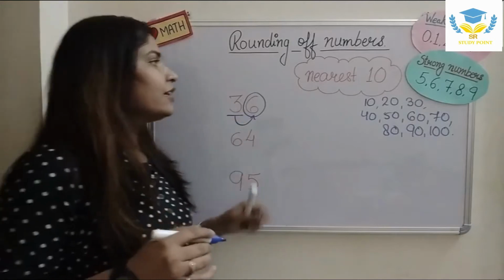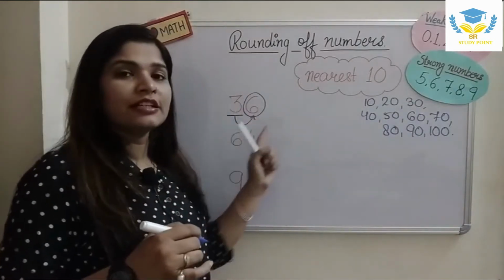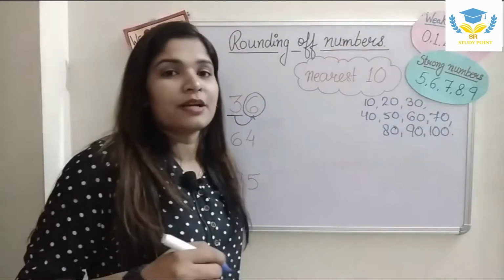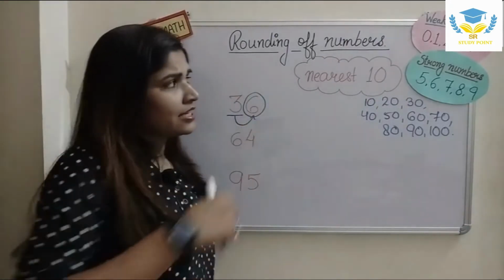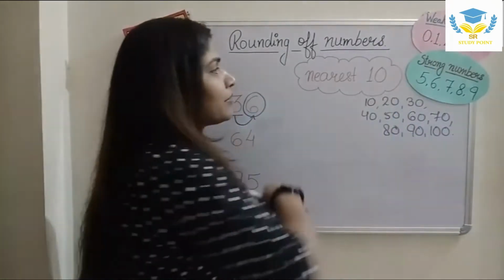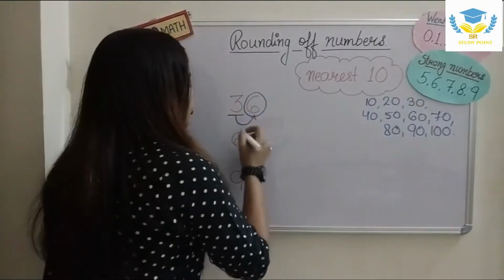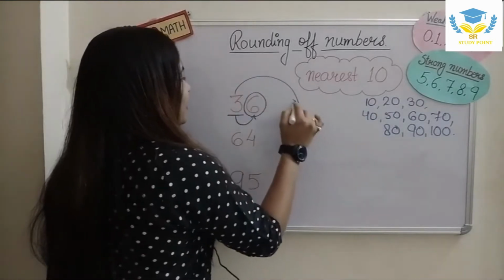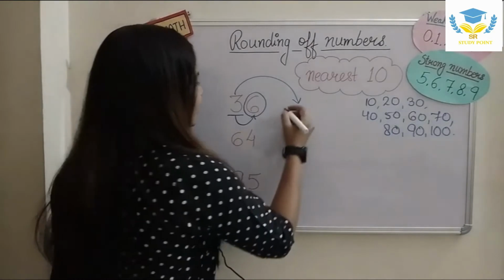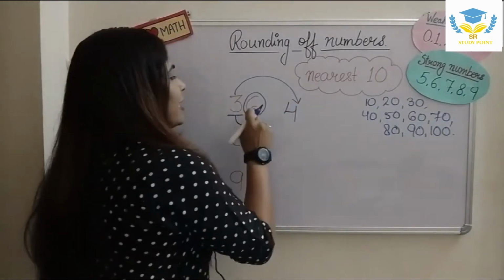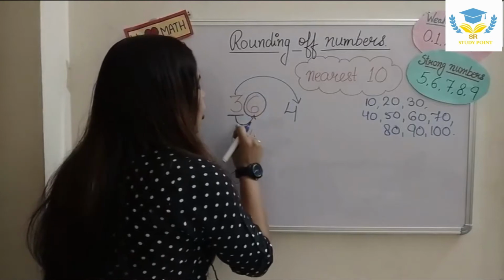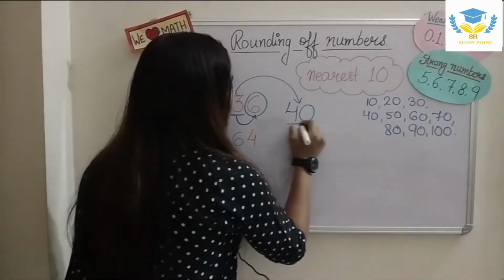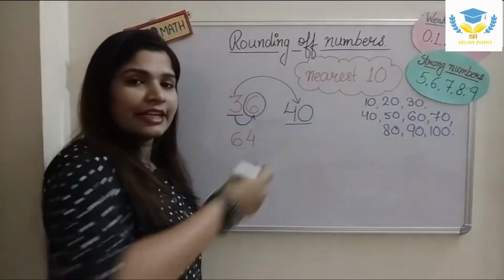Why am I circling? Because for the circled number, we have to see whether it belongs to the weak numbers category or the strong numbers category. So 6 is what? Yes, it's a strong number. That means it has the power to push this 3 to the next number. So what is the next number of 3? Yes, it's 4. And as 6 has given all its power to 3, this number will become 0, as we have to make the numbers in terms of the multiples of 10.